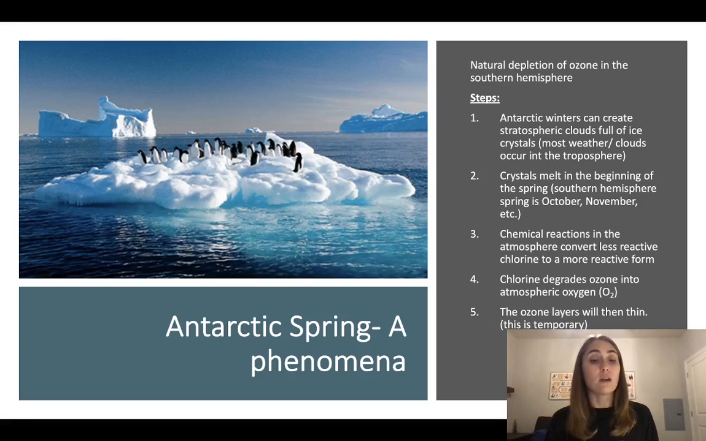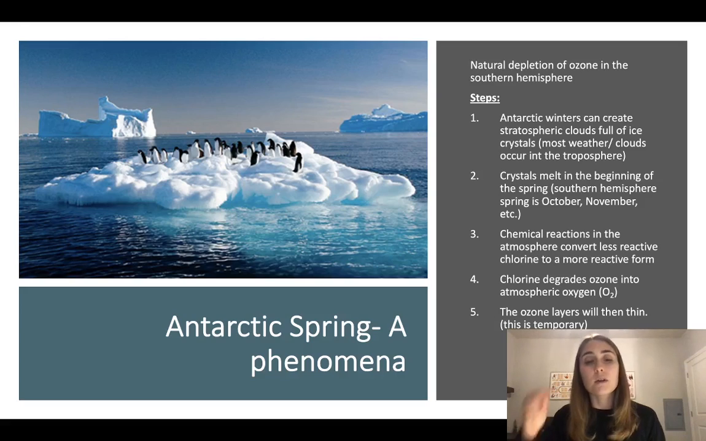the ozone. And so the Antarctic spring actually brings a large hole to the ozone in that particular area, or at least very thin. But this is temporary because as the whole season starts again, we'll start to see the chlorine refreeze back up and the ozone hole will go away.